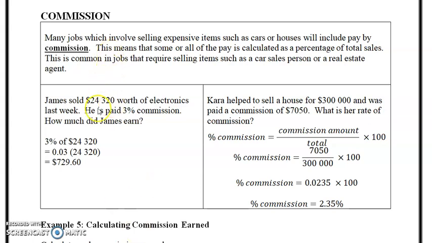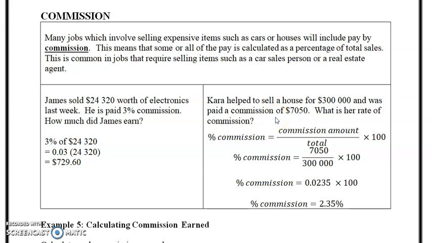So look at this. James sold $24,320 worth of electronics last week. He's paid 3% commission. How much did James earn? So he earns 3% of 24,320. Change the percent to a decimal. Of means multiplication. So you're multiplying 0.03 times 24,320 for a total of $729.60.